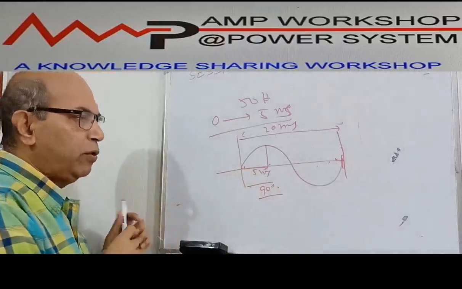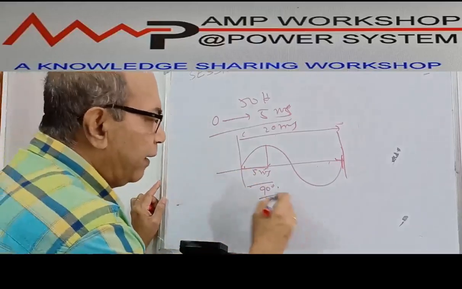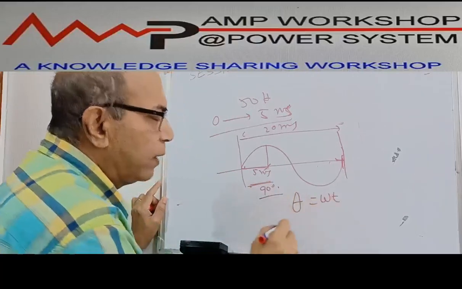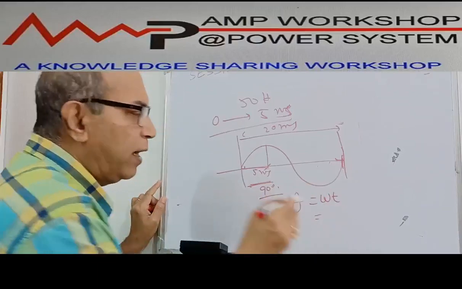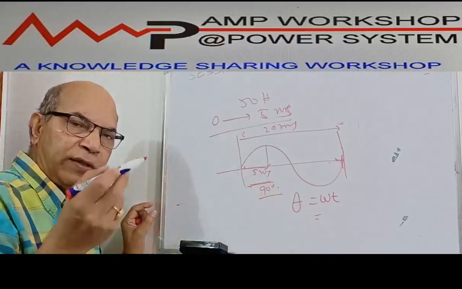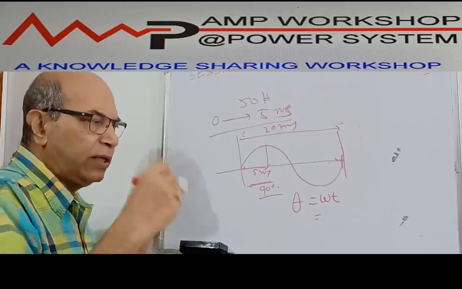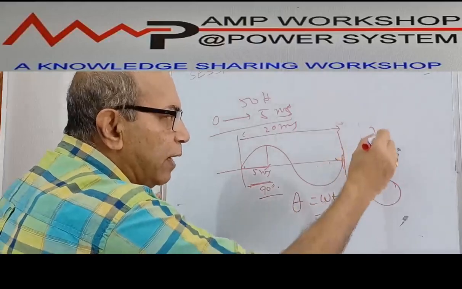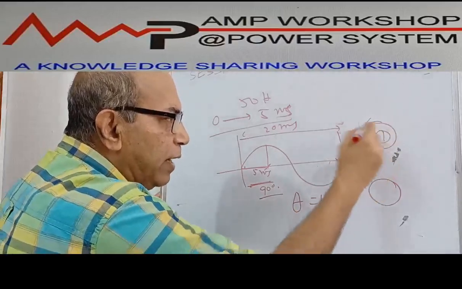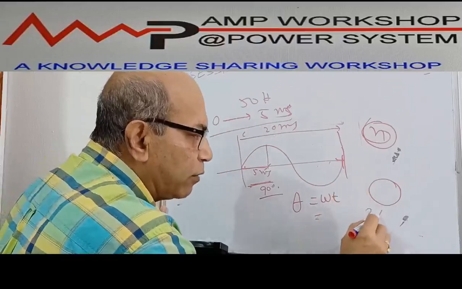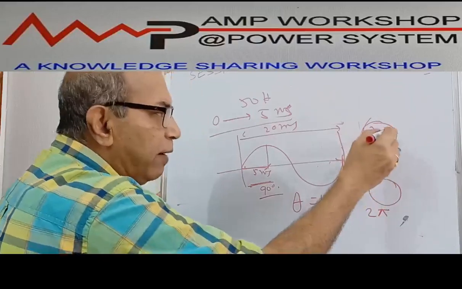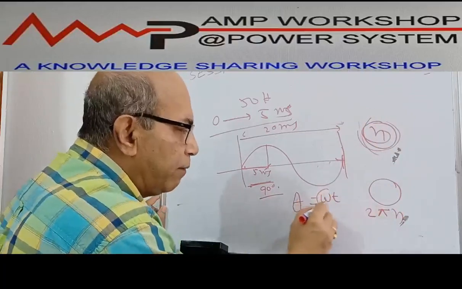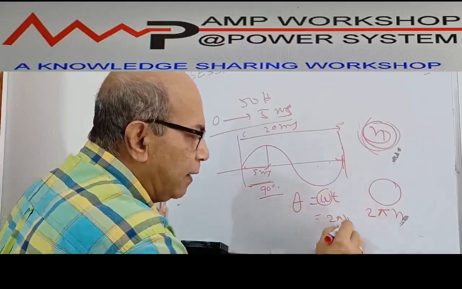Now we know this is very simple. That is this angle theta. We know theta equals omega into t, where t is the time. Omega is the angular frequency, meaning in 1 second how many cycles it can rotate. In one rotation it is 2 pi. If the frequency is n, then in 1 second it is rotating n times. So the angular velocity is 2 pi n, and theta is equal to 2 pi n into t.